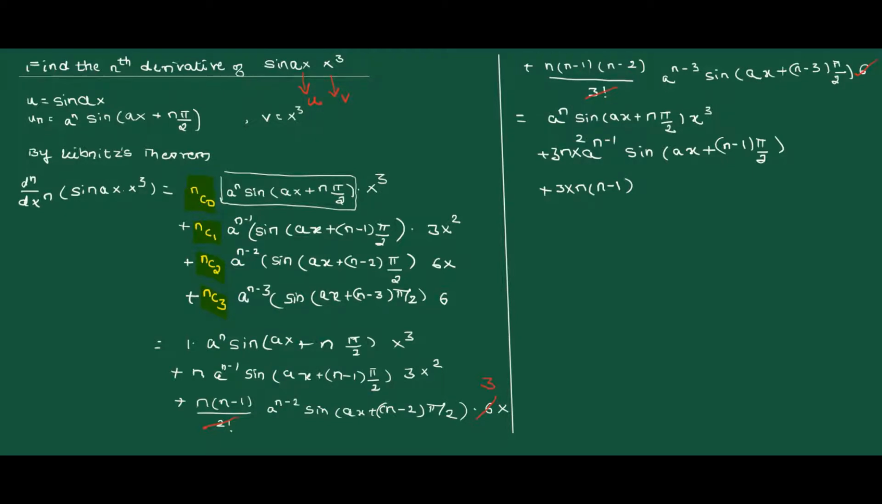Okay, and then 3x, n into n minus 1, a raised to n minus 2 sin into bracket ax plus (n minus 2) into pi divided by 2, plus, in the last case we are left with n minus 1, n minus 2, a raised to n minus 3 sin(ax plus (n minus 3) into pi by 2). This is the required solution.